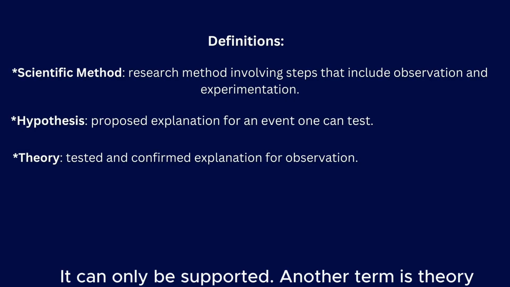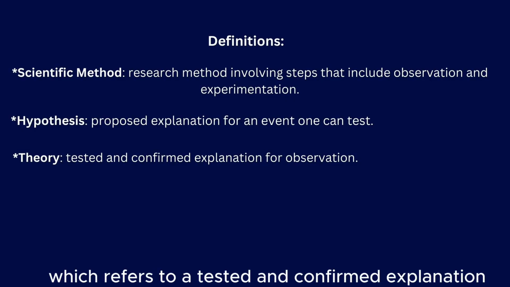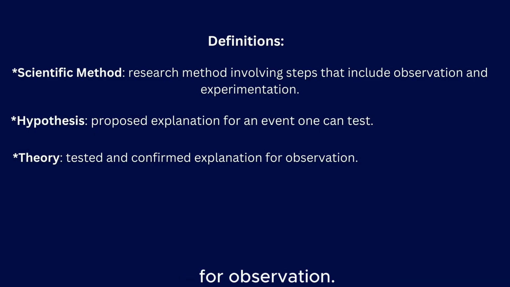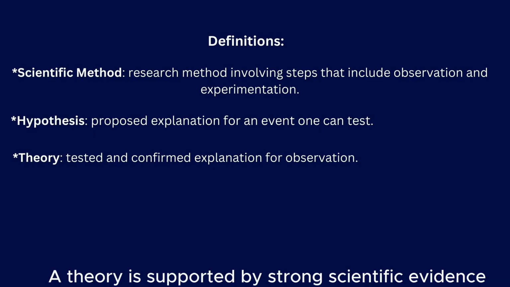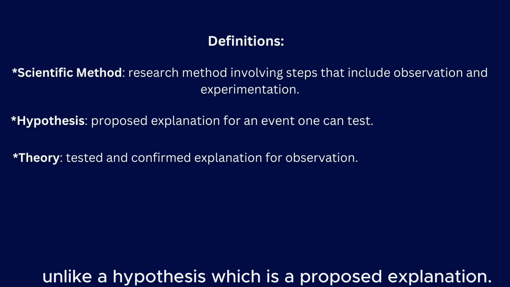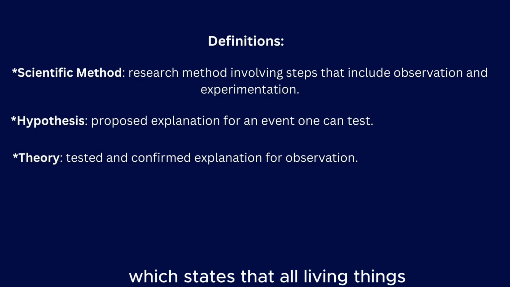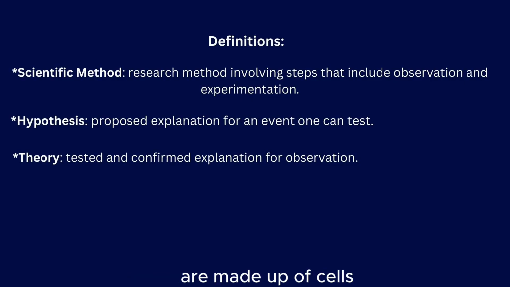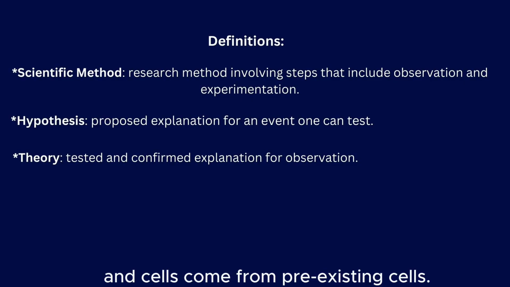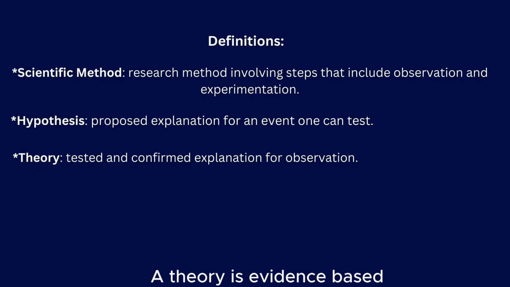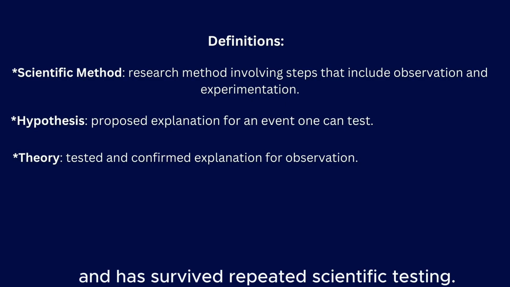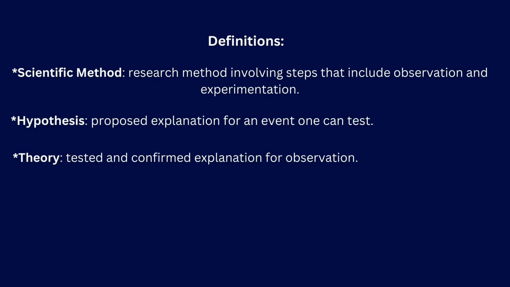Another term is theory, which refers to a tested and confirmed explanation for observation. A theory is supported by strong scientific evidence, unlike a hypothesis, which is a proposed explanation. An example of a theory is the cell theory, which states that all living things are made up of cells, and cells come from pre-existing cells. A theory is evidence-based and has survived repeated scientific testing.